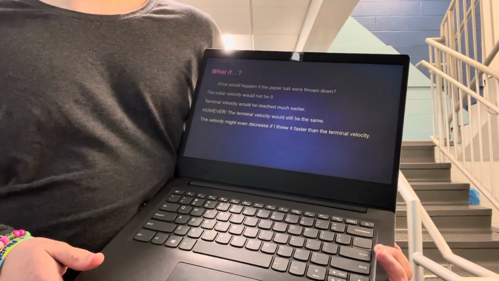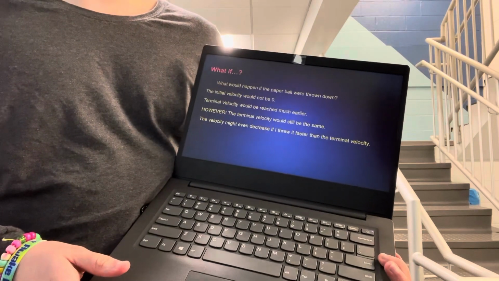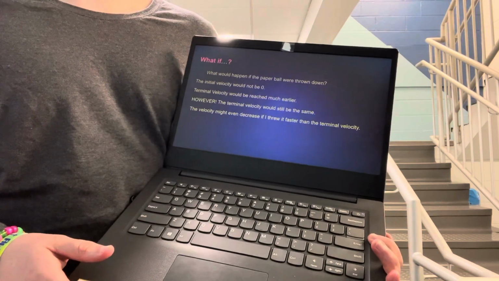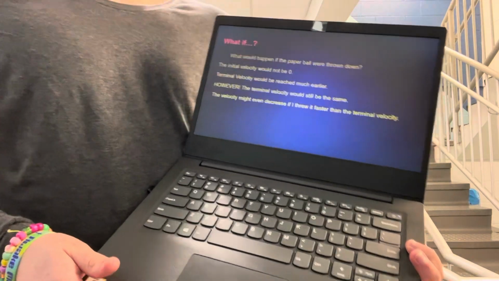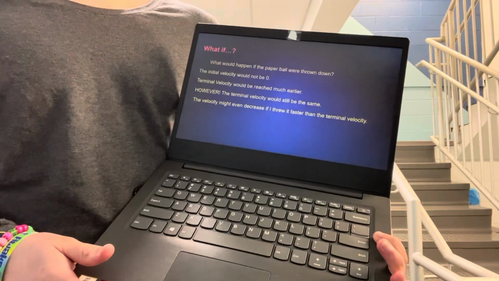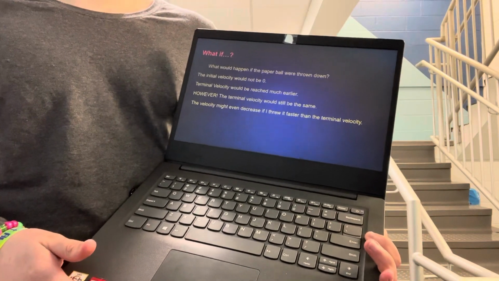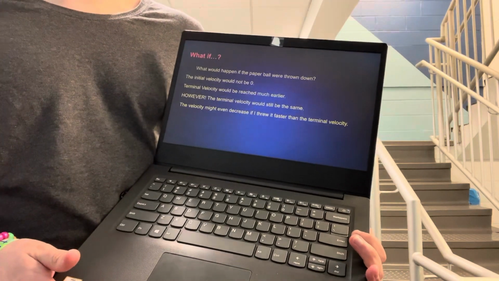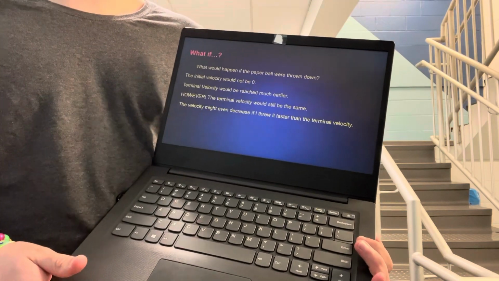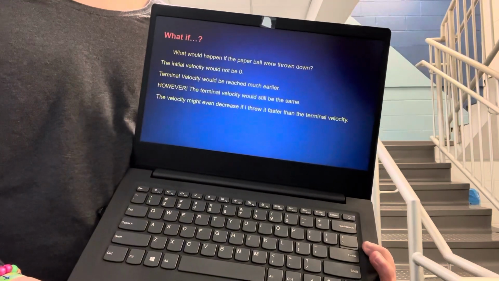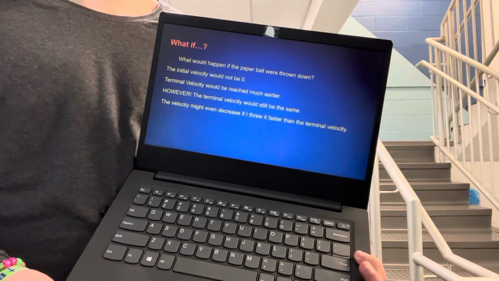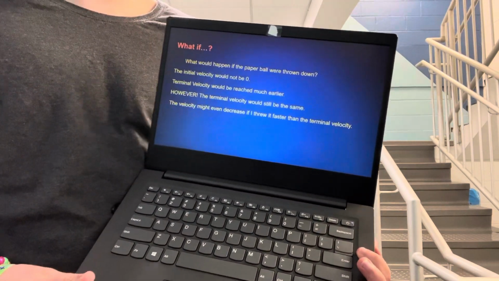Now, here's something to consider: if instead of dropping the ball, I'd actually thrown it straight down. In the long run, this would not have changed very much. It would have reached the terminal velocity faster, but the final terminal velocity would still be the same in the end.